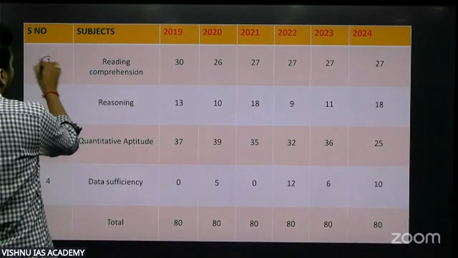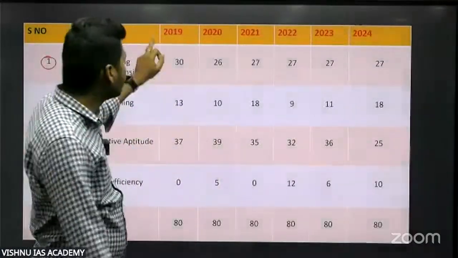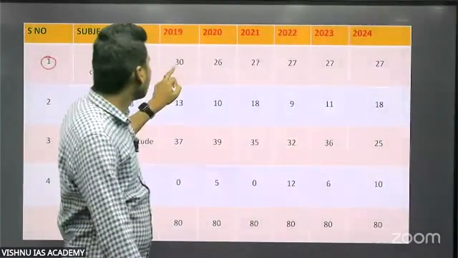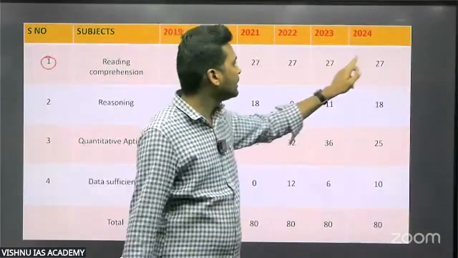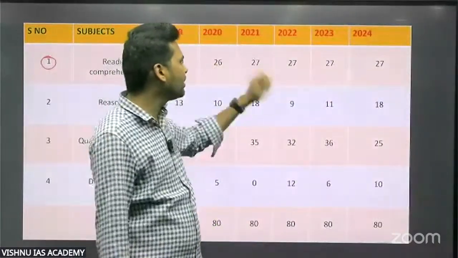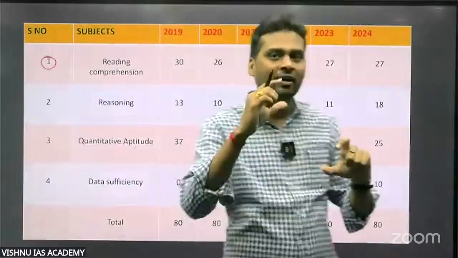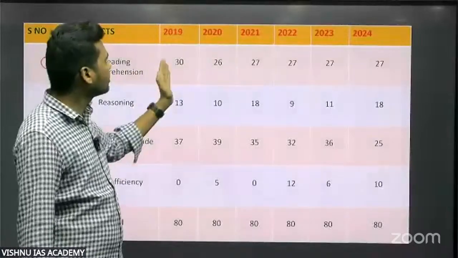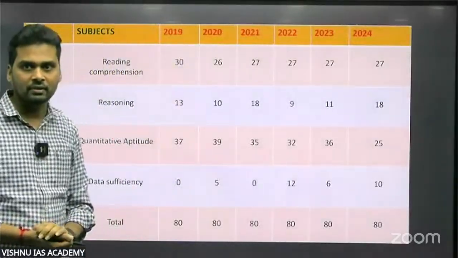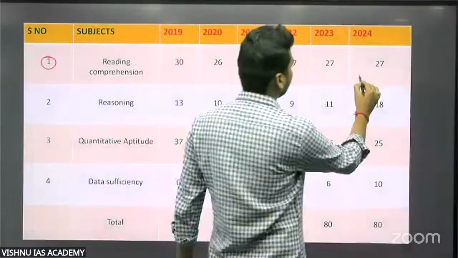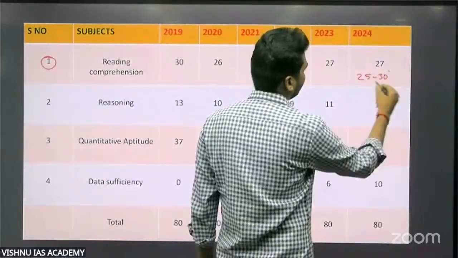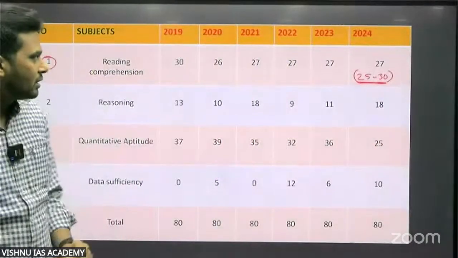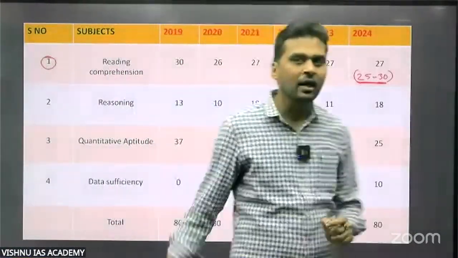The first one is reading comprehension. From 2019 to 2024, if you look at the number of questions, we get 30, 26, 27, 27, 20, 27, 27. From 2021, every year we get a fixed number of questions from reading comprehension, that is 27, 27, 27, 27. 26 and 30 are from the 2019 and 2020 question papers, right? So on average, we can expect 25 to 30 questions. In 2025 also we can expect minimum 25 to 30 questions from reading comprehension.